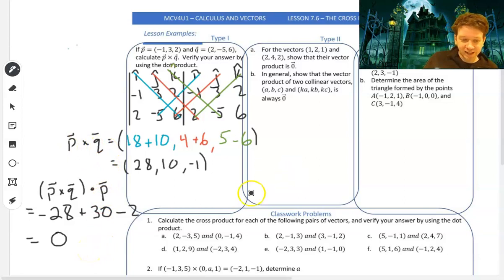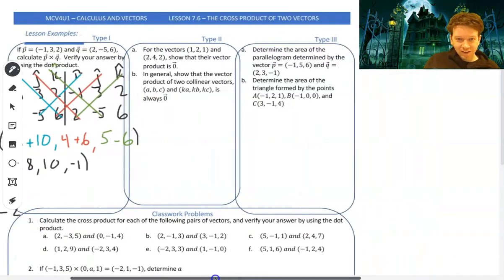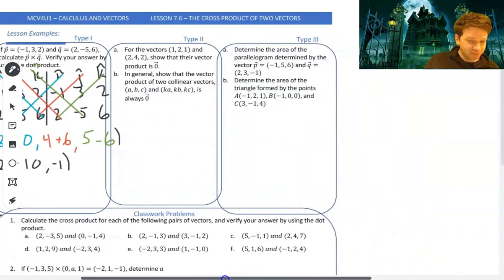So it's a good check, but definitely pause the video and try taking the dot product of P cross Q with Q. Again, it should equal 0. That's your check. All right, let's move on to example number 2.